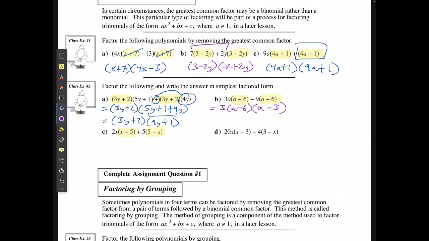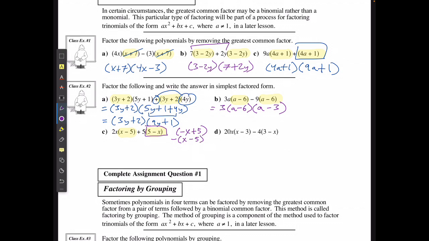Well, for 5 minus x, that is the same as negative x plus 5. Now, if I want to change this and change the signs for both of these, I'm just going to divide it by negative 1. And I'd be left with x minus 5. It's going to flip the signs on both of these.